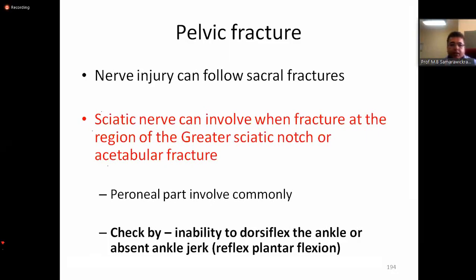Right. So nerve injuries can occur in pelvic fractures and can involve the sciatic nerve when there is a fracture of the greater sciatic notch, or an acetabular fracture, especially during posterior dislocation of the hip. And the peroneal part is commonly involved because that is the lateral part of the nerve. Right. So that is the part that touches the bone.